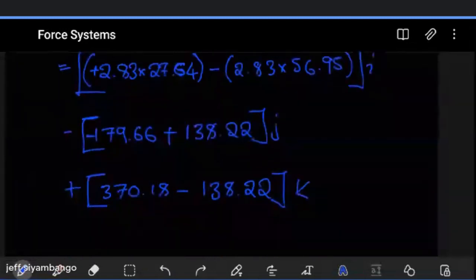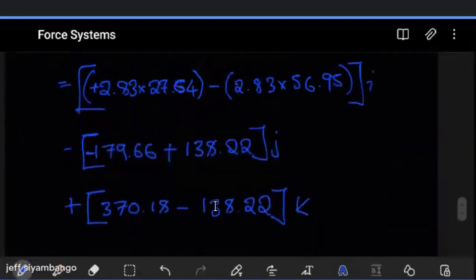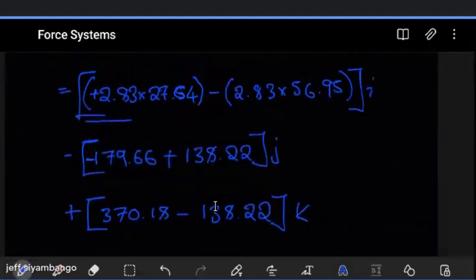Okay, so next up, we now want to simplify this. So go to the first term, this one here. Can you try to evaluate everything in this part? What will we get in the I direction?